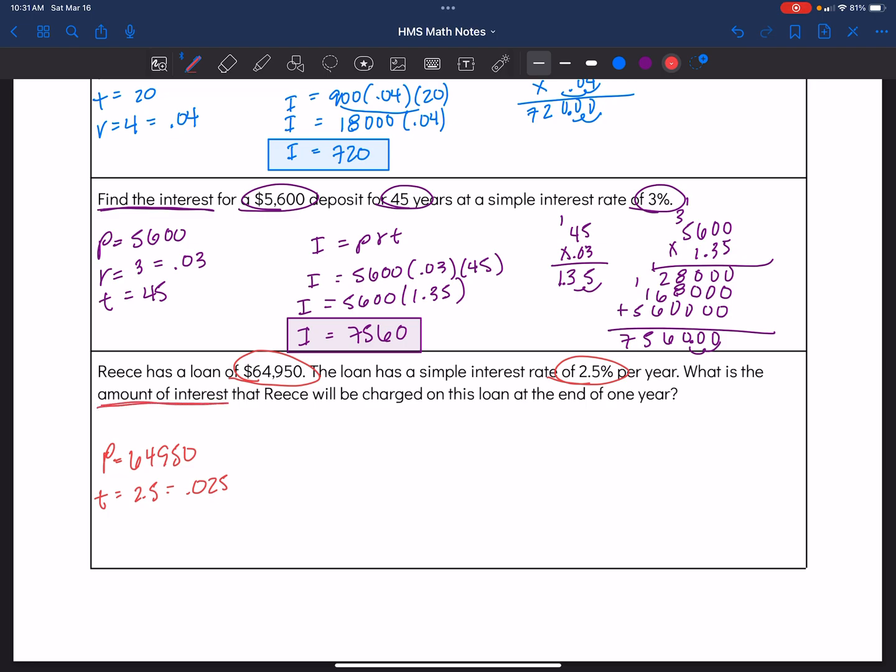So again, I'm looking for the interest. He'll be charged on this loan at the end of 1 year. Oh, I messed that up. This is my rate. And my time is 1 because it's after 1 year. So I equals PRT. I equals 64,950 times 0.025 times 1. Okay, anything times 1 is itself, so I'm not even going to worry about it. I am just going to multiply the 64,950 times 0.025.